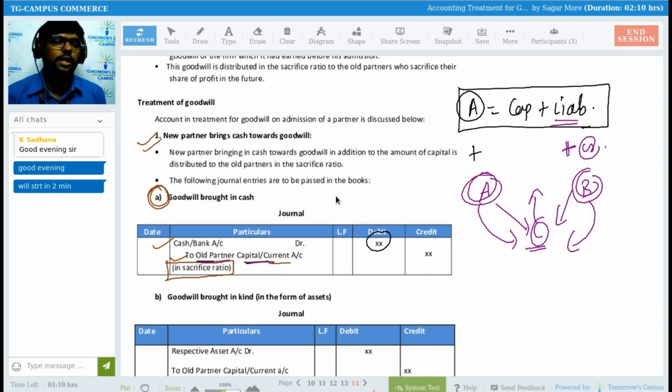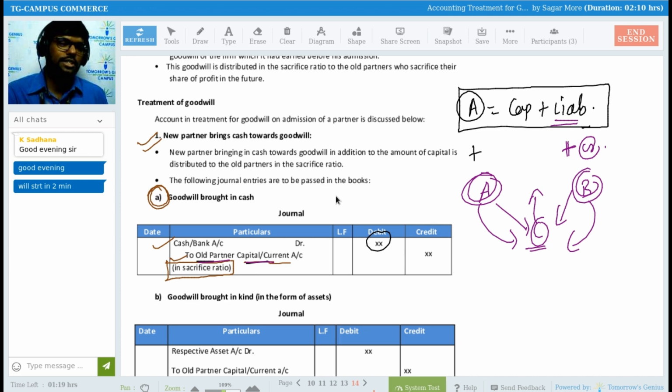And the second reason, sir, is that it is clearly mentioned in the accounting standard that we are not going to record goodwill in the balance sheet, and that's why we adjust this goodwill through the partners' capital account. So there are a number of reasons. Just remember, only one reason you have to remember from your examination point of view. Whenever the goodwill amount is brought in by the new partner, we have to debit the cash or bank account.